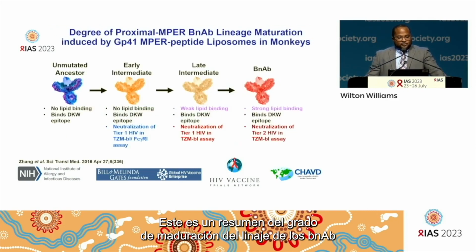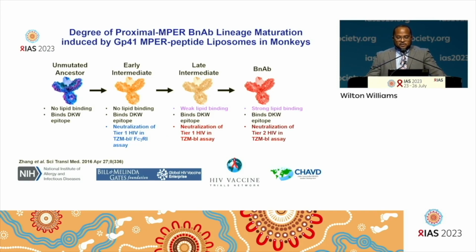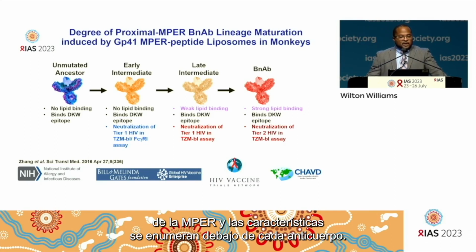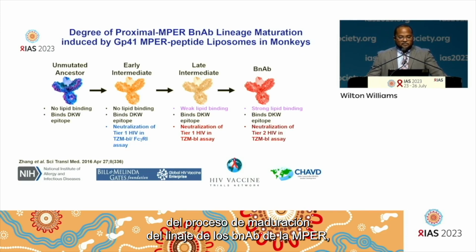So this is a summary of the degree of proximal MPER bNAb lineage maturation induced by GP41 MPER peptide liposomes in monkeys. On the top, going from left to right, are antibodies at different stages of the MPER bNAb lineage maturation pathway, and the characteristics are listed below each antibody. For example, on the left, you see the unmutated ancestor or near-germline antibody. This antibody does not bind lipids, but it binds the DKW epitope. And all the antibodies at the different stages of the MPER bNAb lineage maturation pathway bind the DKW epitope.